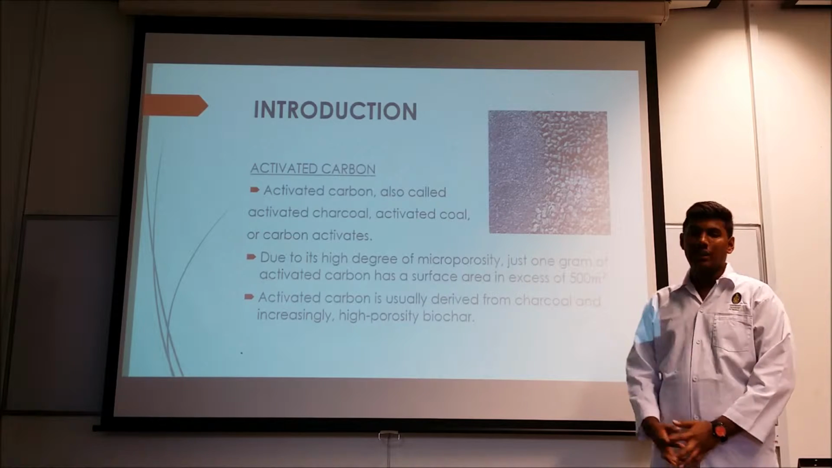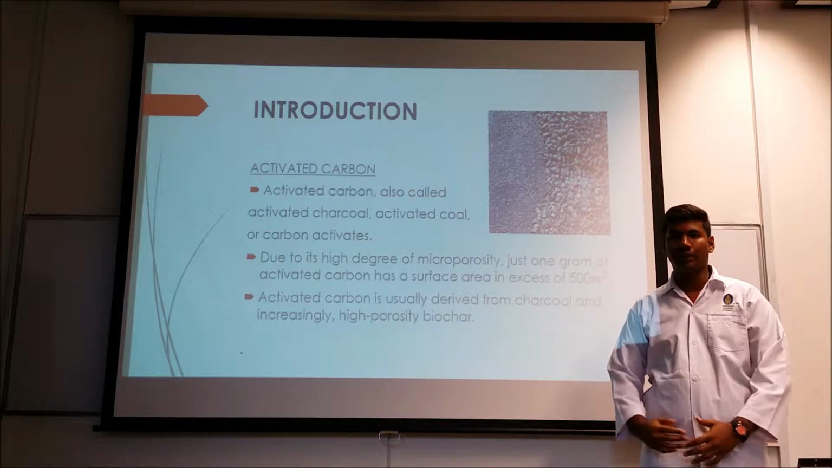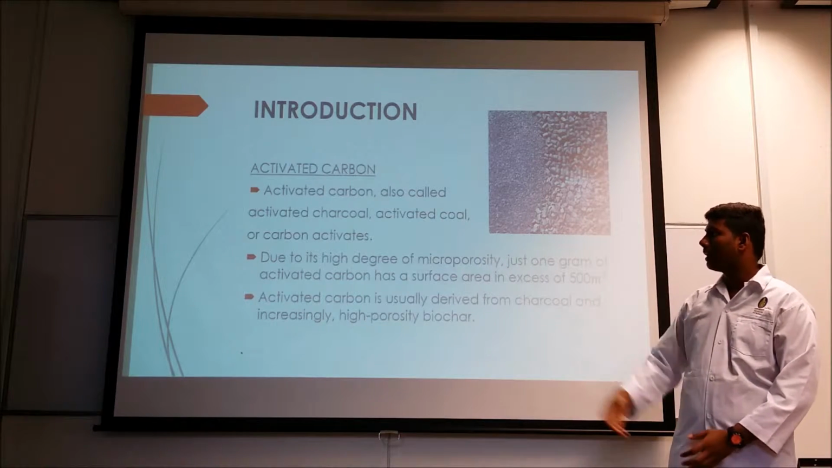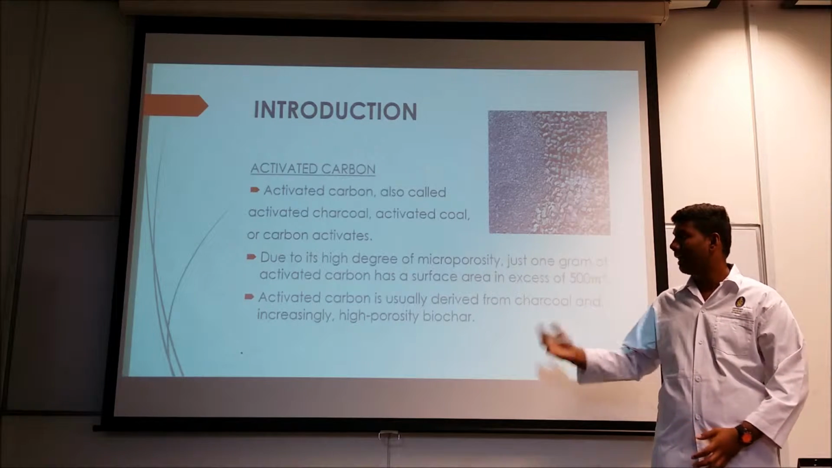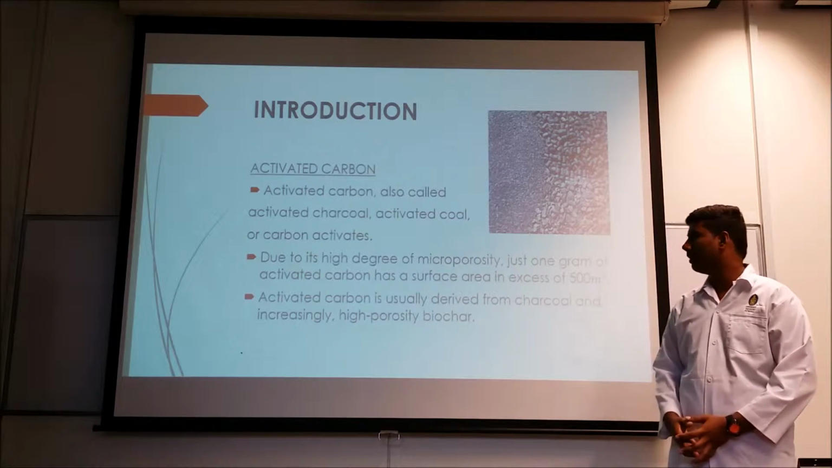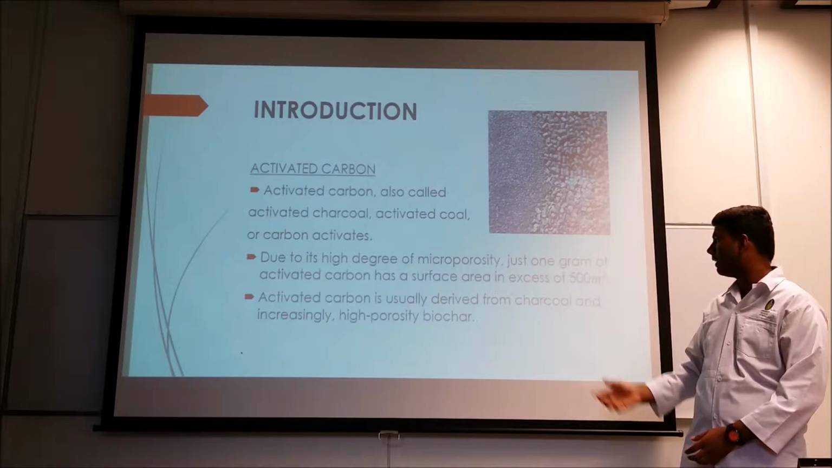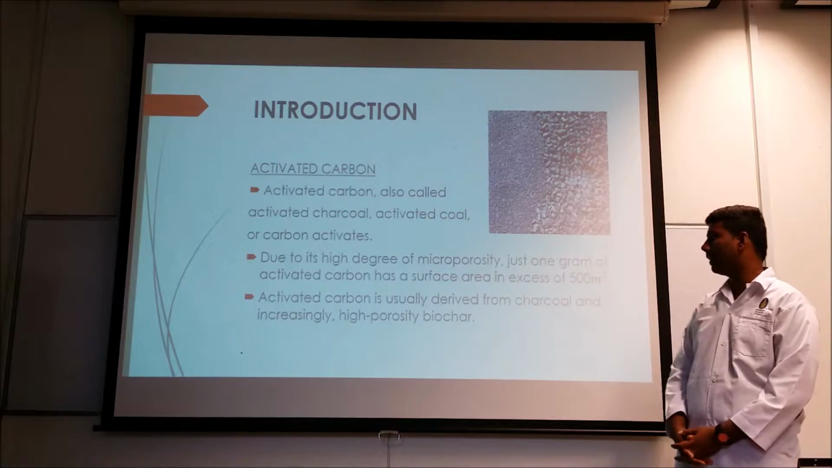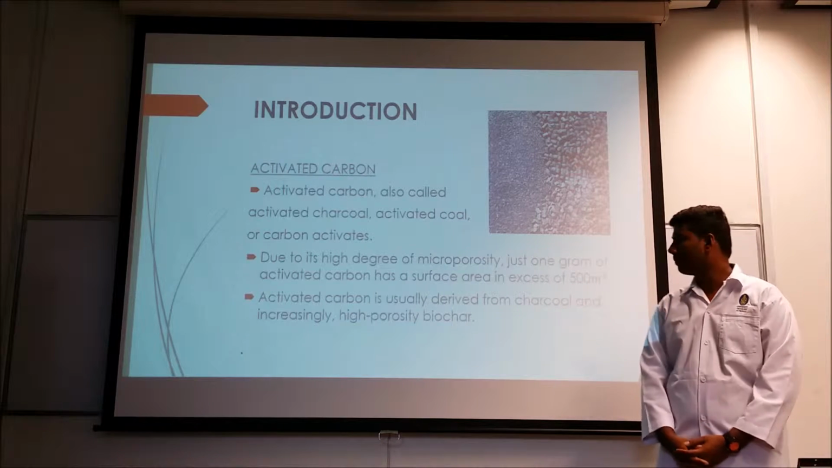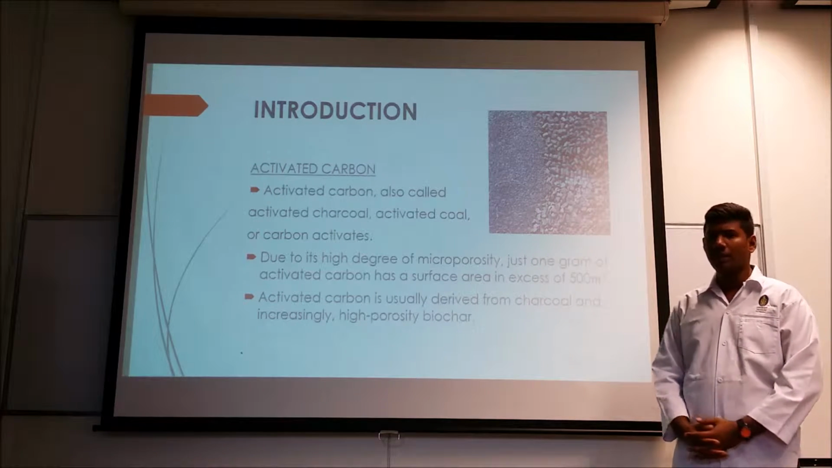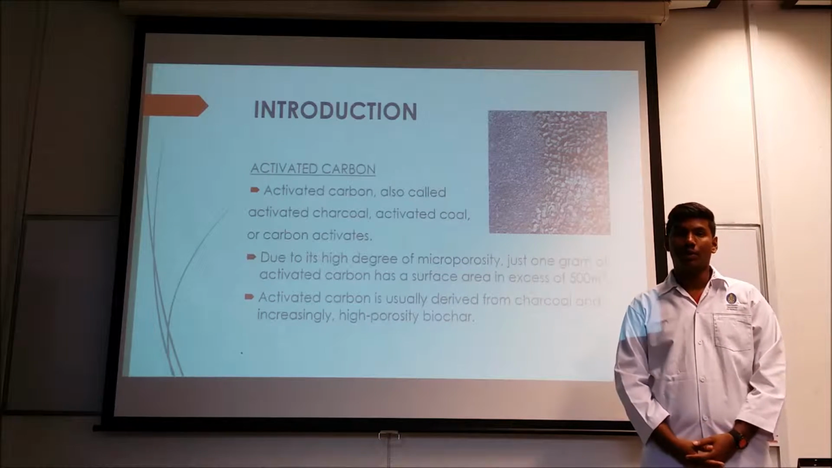So, what is activated carbon? This is a diagram of a sample of activated carbon which we can get in the market. Activated carbon is also called activated charcoal or activated coal. Its speciality is that it has a high degree of microporosity. Just 1 gram of activated carbon has a surface area of more than 500 square meters. Activated carbon is usually derived from coal and increasingly from high porosity biochar.